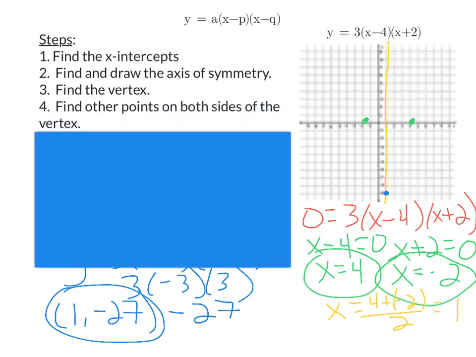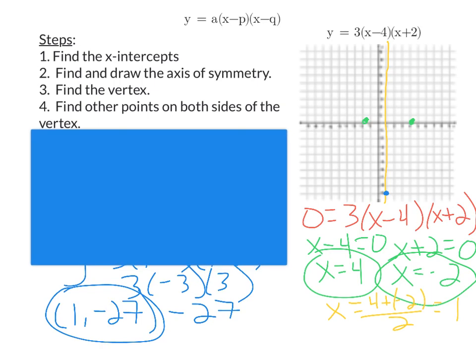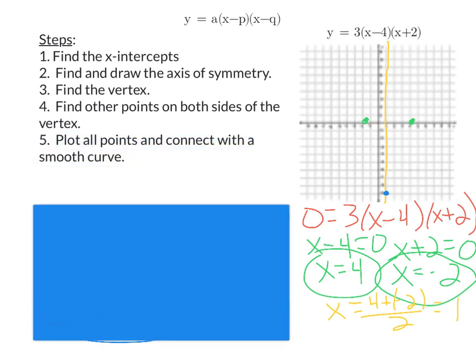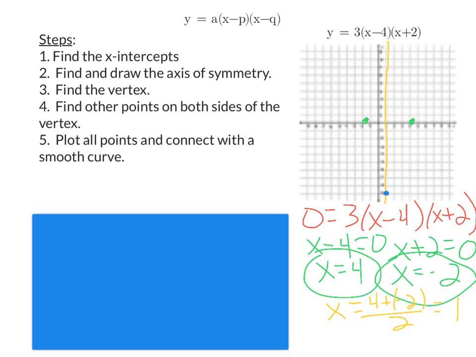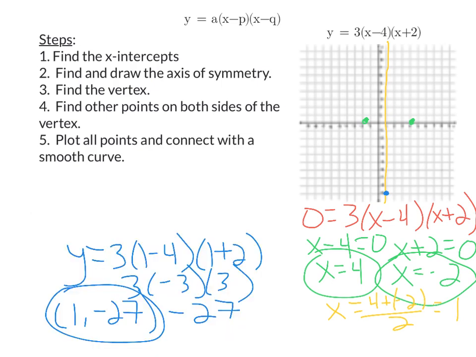My next step is to find other points that lie on both sides of the vertex. And then my fifth and final step would be to plot all the points and connect them with a smooth curve. So let's find some other points that lie on our parabola. So let's find the y-intercept.